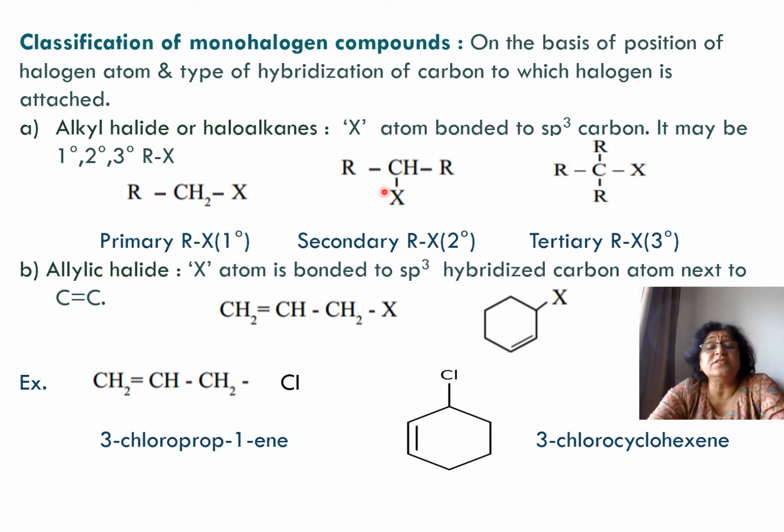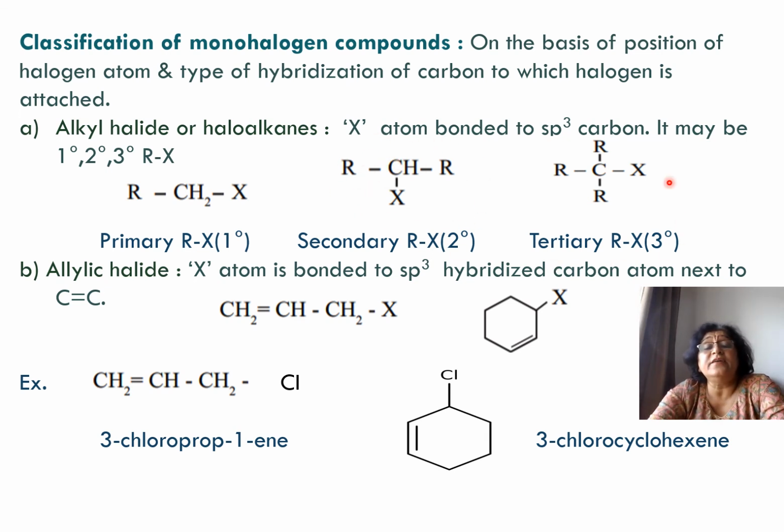Then if halogen is attached to a secondary carbon, you call it secondary alkyl halide. Here you see what a secondary carbon is. The carbon to which halogen is attached is further attached to two alkyl chains. So when it is attached to two alkyl chains, you call it secondary alkyl halide. So here you see these two R's are CH3 and CH3 and X is Cl, then it is isopropyl chloride. The example is isopropyl chloride.